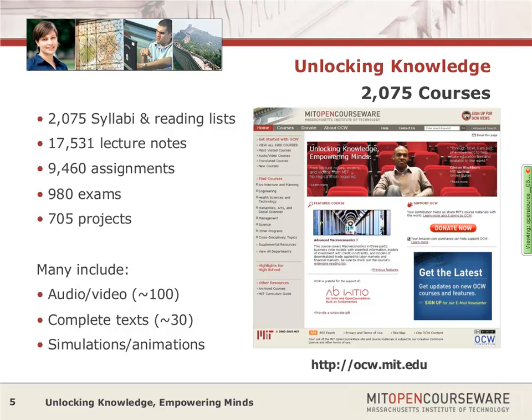And beyond these core materials, we've also included over time more and more enhanced materials, such as video content. We actually have about 50 courses now that have their entire lectures recorded. We also have about 35 complete textbooks. We have lots of animations and simulations. And the materials that we have online cover all 33 of MIT's academic departments, both undergraduate and graduate level. So it's an enormous and comprehensive kind of repository.